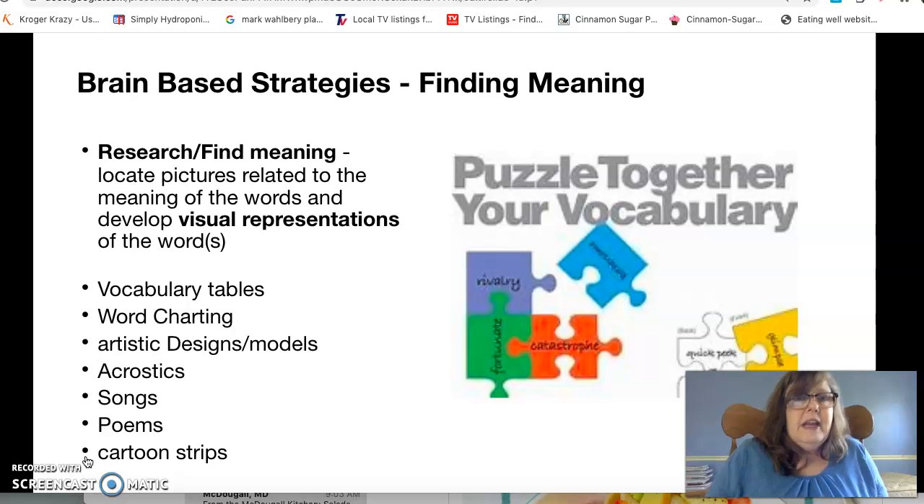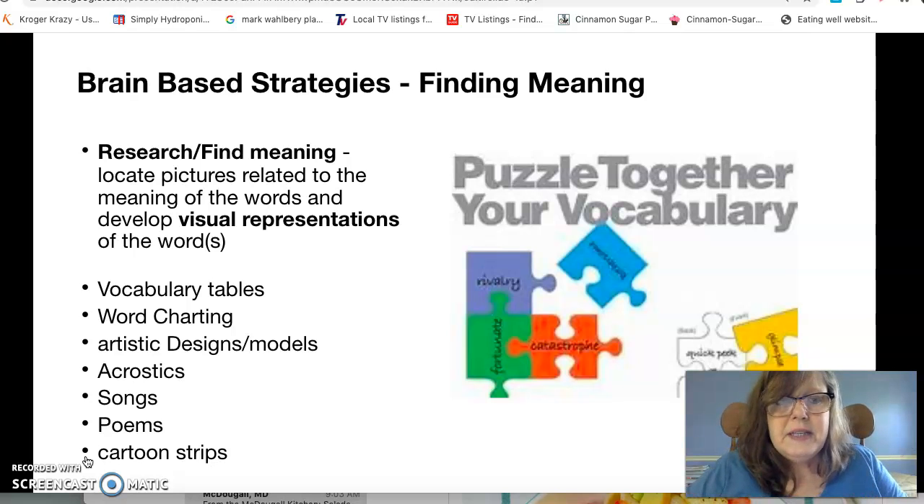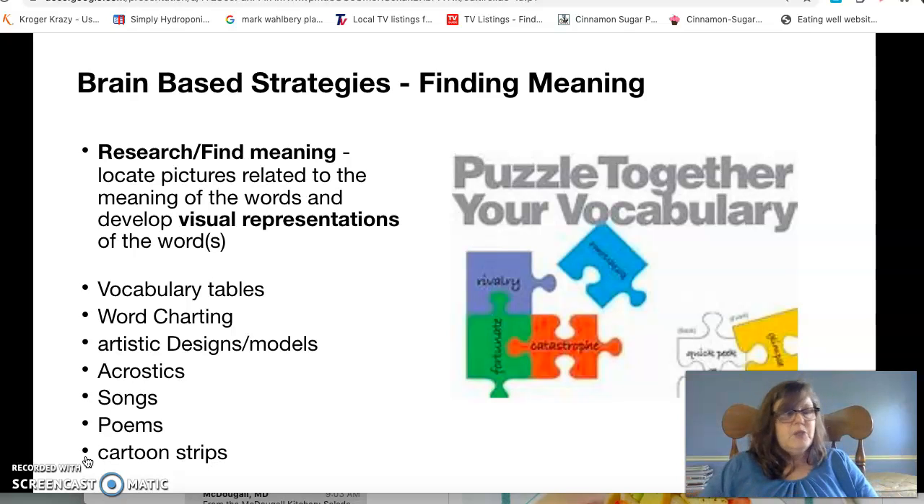Another thing I've done in the past is a communication process diagram. So I will have them create the diagram and then use pictures to represent the meaning of each of the different parts of the communication process, as well as I use a lot of collages. For instance, the different types of transportation.